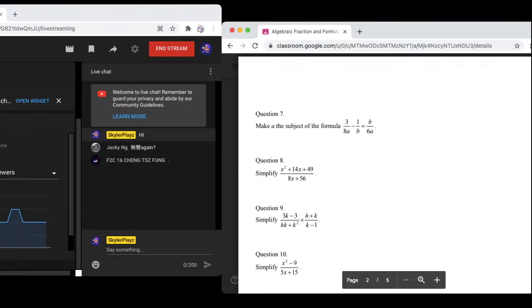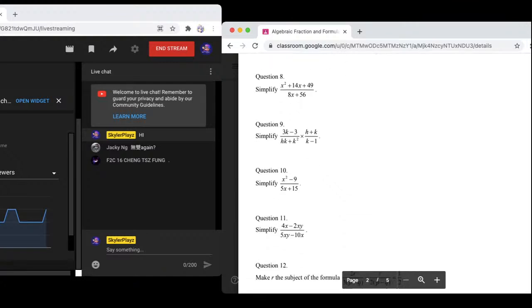Question 28. x squared plus 14x plus 49, also 8x plus 56. Do factorization. Perfect square identity, x plus 7 squared. 8 times x plus 7. Cancel the power. x plus 7 divided by 8. Also, the question appeared in the first 20s.